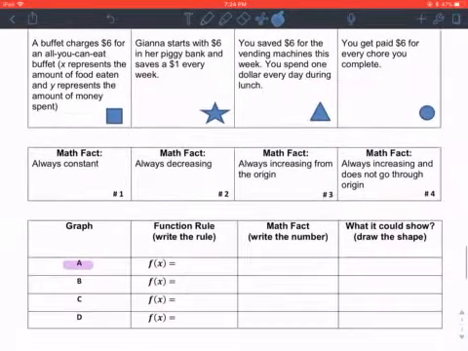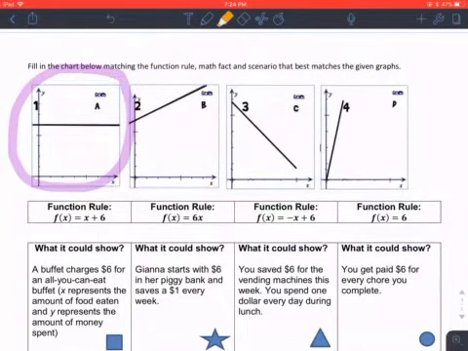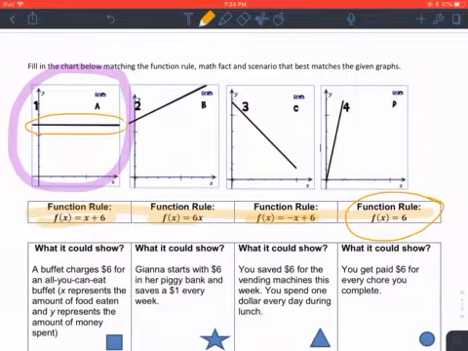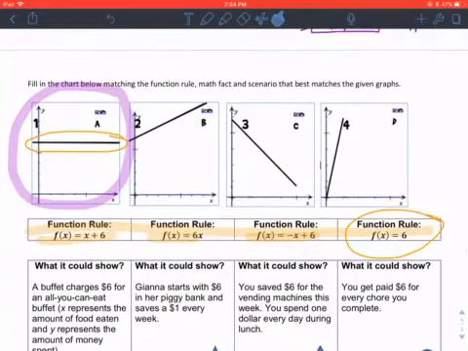Okay, the first thing I need to do is match the function rule with that graph. So it has to be one of these function rules. The first one says f of x equals x plus 6. I know that it's not going to be this one because this graph is just staying constant. It's not changing at all. So if I look at all these function rules and look which one is not changing and staying constant, it is this function rule right here. The graph is staying continuously at 6. So my function rule for graph A would be f of x equals 6. And then I'm going to cross that one out.